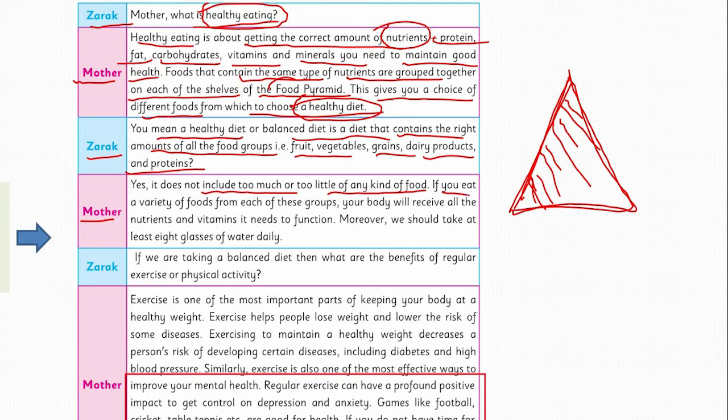kind of food. If you eat a variety of foods from each of these groups, your body will receive all the nutrients and vitamins it needs to function. Moreover, we should take at least 8 glasses of water daily. Now she tells him that a balanced diet means that you take from each group a proper amount, so your body will get good and healthy and you will receive all the nutrients and vitamins which your body needs to function. And we should take 8 glasses of water daily.